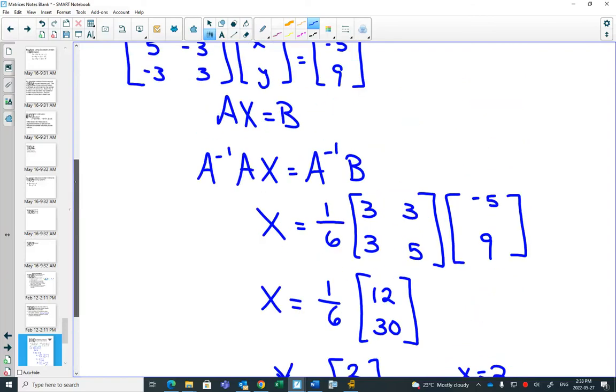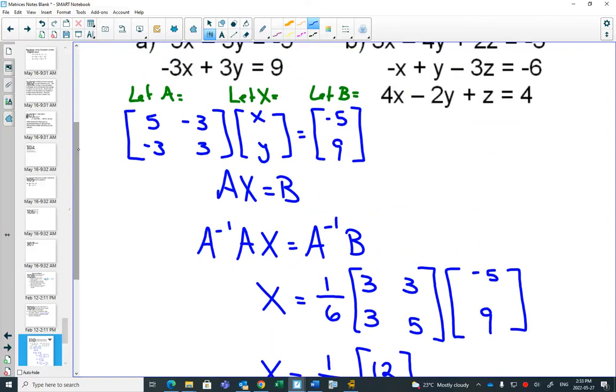The 1/6 comes from the determinant. And the determinant is calculated by multiplying that diagonal together and subtracting this diagonal. So 5 times 3 is 15. -3 times -3 is 9. 15 minus 9 is 6. And that's called the determinant of a 2 by 2 matrix. Now, the determinant tells you whether an inverse exists. If the determinant is 0, the inverse can't exist because you're not allowed to divide by 0.